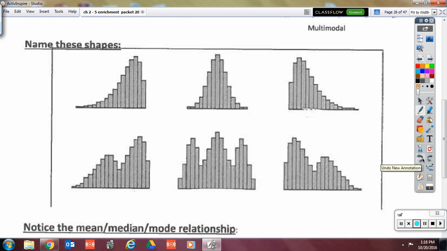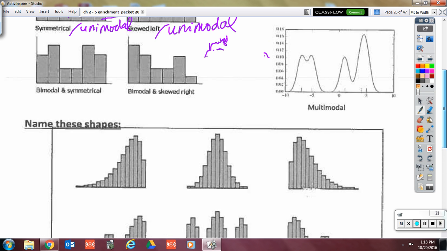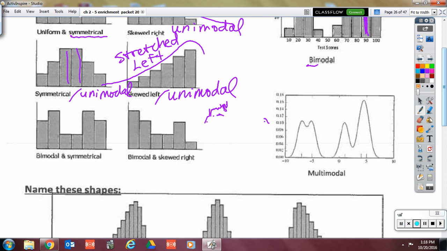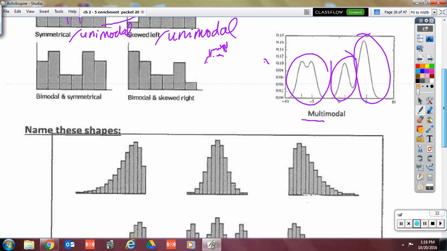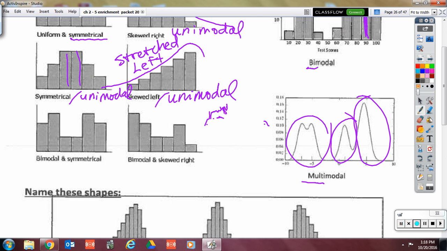Yes, ma'am? It can go more than two, and that would be called multimodal. So more than two would be multimodal. Here, we've got this and this going on. This is not my favorite example of that, because we don't want to get too into it and just say everything's multimodal if you just have stuff all over the place. But we'll name some and you'll get better at it.